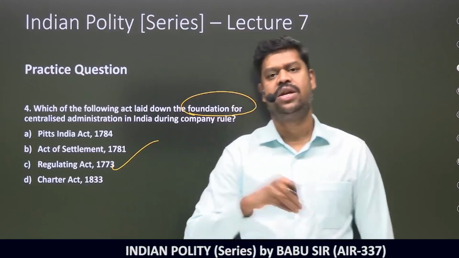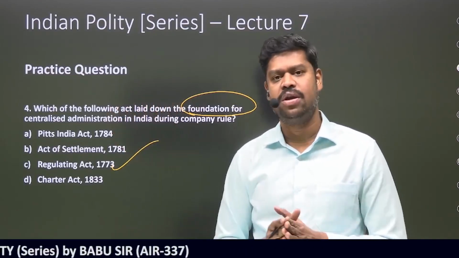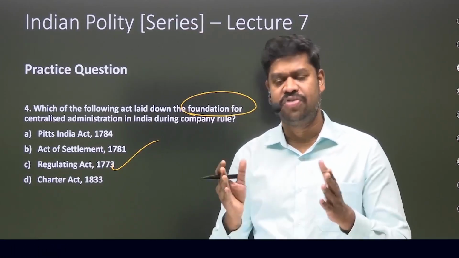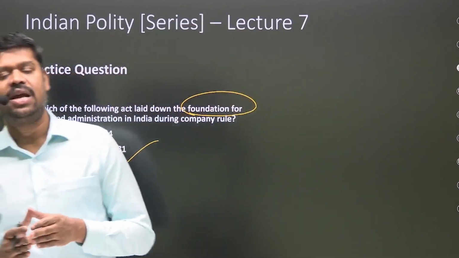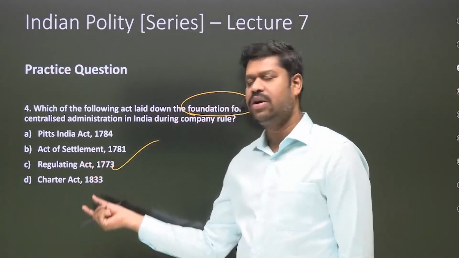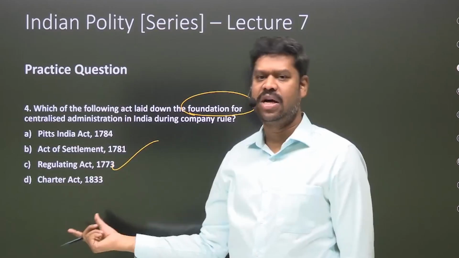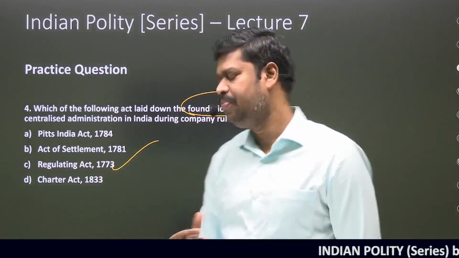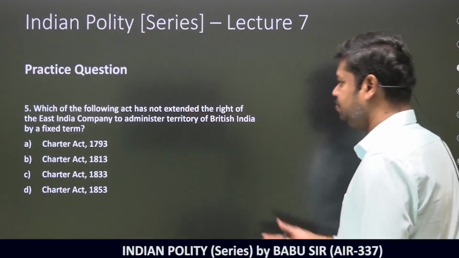In fact, what was initiated in the Regulating Act of 1773 reached its pinnacle, the highest point, through the Charter Act of 1833. It is the Charter Act of 1833 which made the centralization process even stronger, and thereby they designated the Governor General of Bengal as the Governor General of India. So don't get confused between the Regulating Act of 1773 and 1833. The centralization was at its peak by the Charter Act of 1833. But which act laid down the foundation for centralized administration in India? It was the Regulating Act of 1773. Okay. So with that, we'll move to the next question.